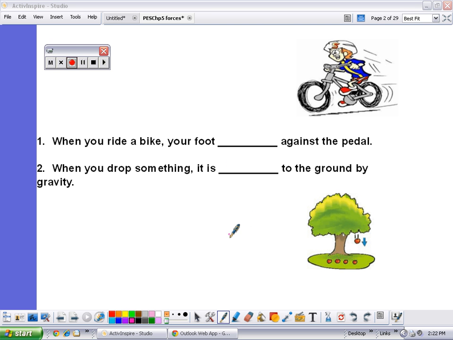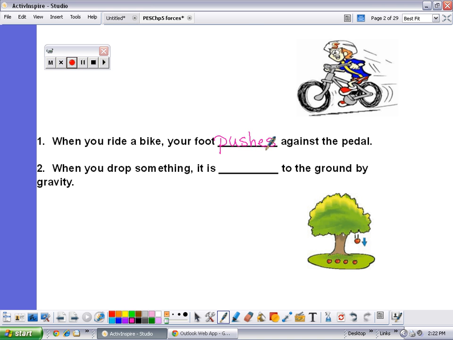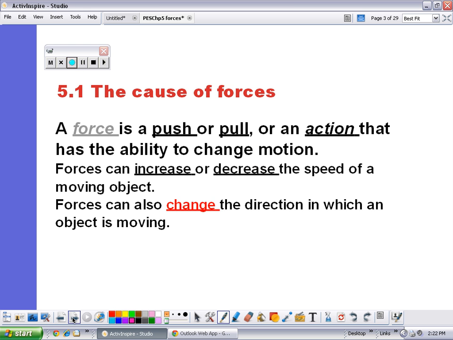This is Chapter 5, Forces. When you ride a bike, your foot does what against the pedal? Pushes. And when you drop something, it is pulled to the ground by gravity. Pulled. So forces are a push or a pull, or an action that has the ability to change motion. Forces can increase or decrease the speed of a moving object, and forces can also change the direction in which an object is moving. We rely on forces basically for everything that happens.